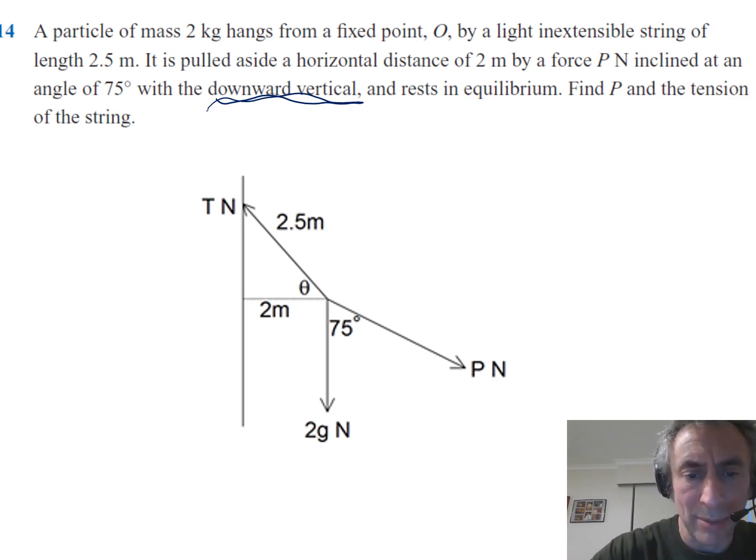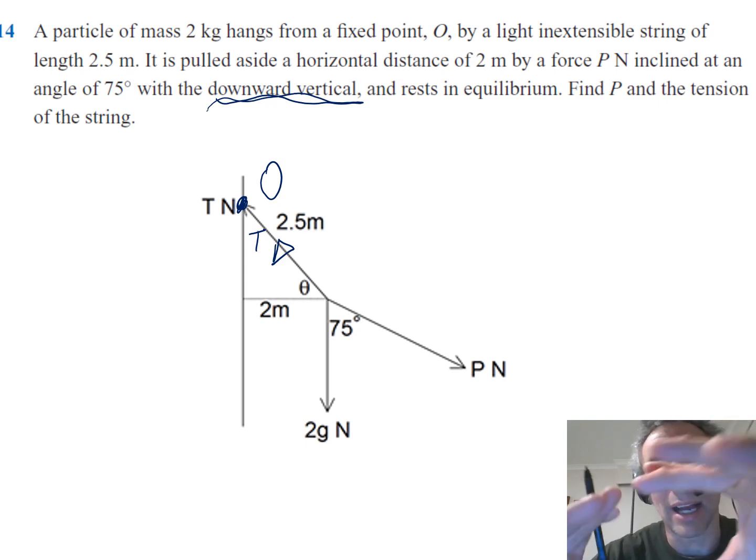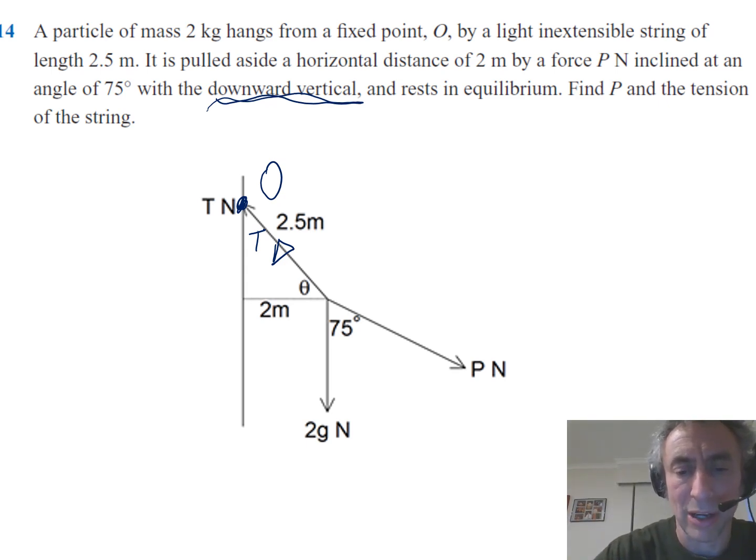So here's the point O. So there's the fixed point that it's attached to. Here's our string of tension force T. Now, the only time you're ever given length in a problem like this is just a means to working out the angle. Okay, so we need the angle between all three forces. So just highlighting all three forces. Here's our weight force, 2G. Here's our pulling force, P.